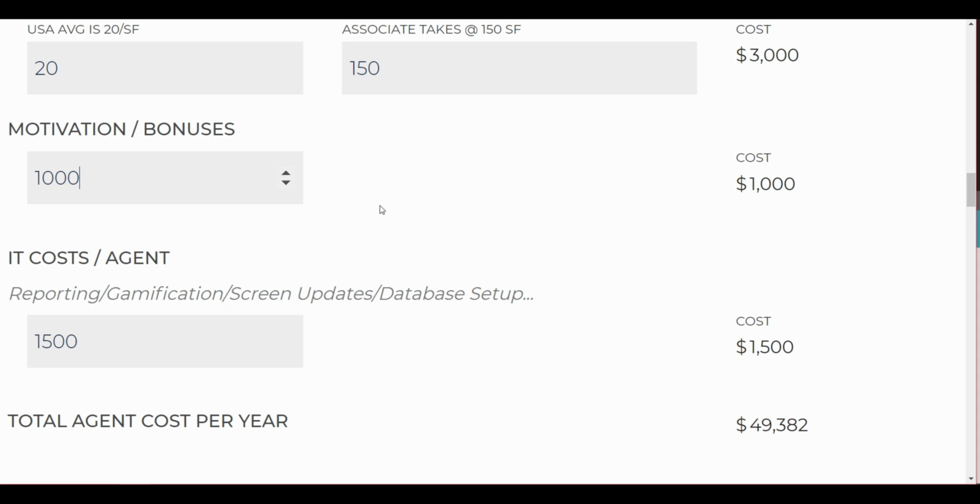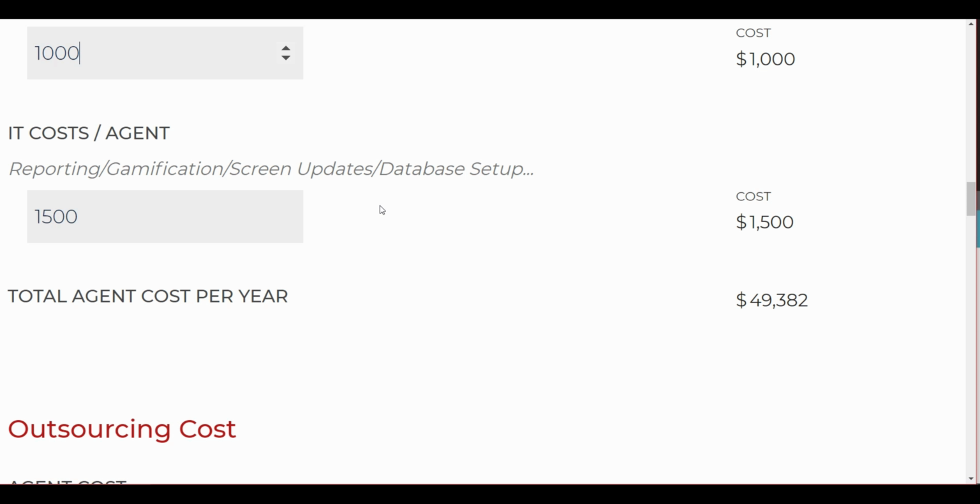And then you have your IT costs per agent. So if we're looking at setting up databases and doing their screens and integrations and all that IT workforce that you have, maybe that's a little high, but it's probably around $1,000 per rep. We like to say it's about $1,500. That's kind of what we pay here at Expedia with all the work that we do from an IT standpoint.